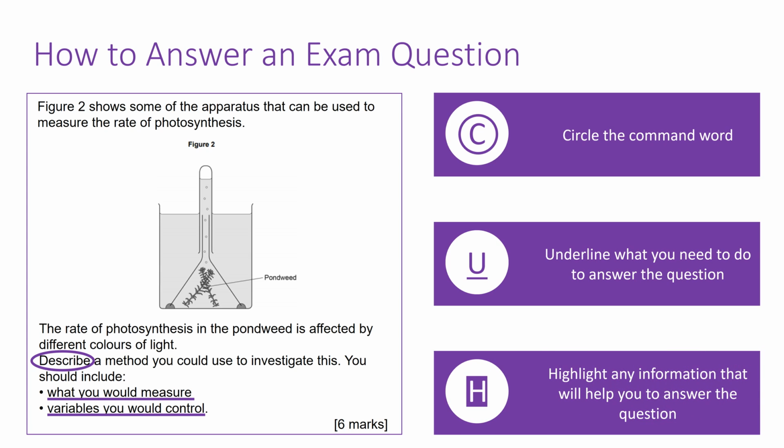Lastly, you want to highlight any information that can help you. So here, the most important parts are the fact that you're investigating the rate of photosynthesis, so you need to be able to measure this somehow, and also you want to see how it's affected by different colours of light. Lastly, it's important to remember that you need to describe the method to achieve this.